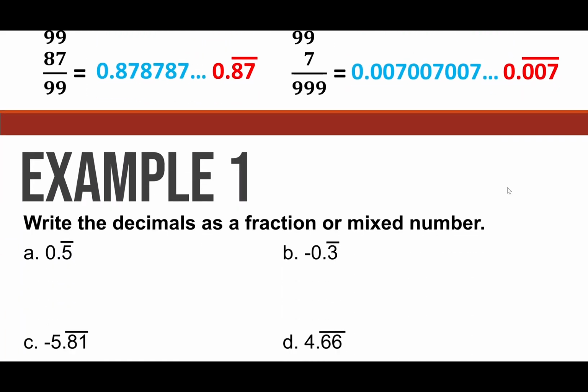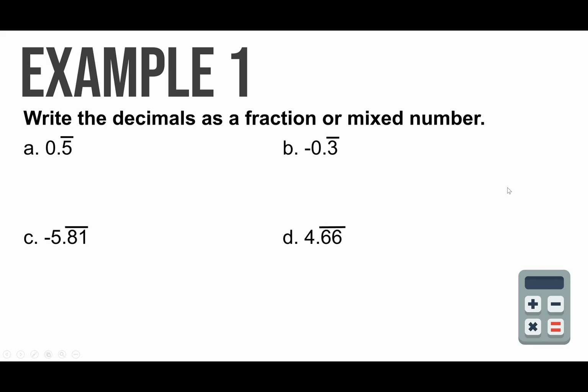Okay, here we go. So let's apply this concept to some of the problems in example 1. So let's work backwards this time. Let's say I have 0.5 with a vinculum on top. So what is that as a fraction? Yeah, it's basically just 5 divided by 9, right? Because the 5 is what's being repeated over and over again. Let's take a look at letter B. You have negative 0.3 with a vinculum on top. This is going to be 3 over 9, which reduces down to 1 over 3, right? Negative 1 over 3.